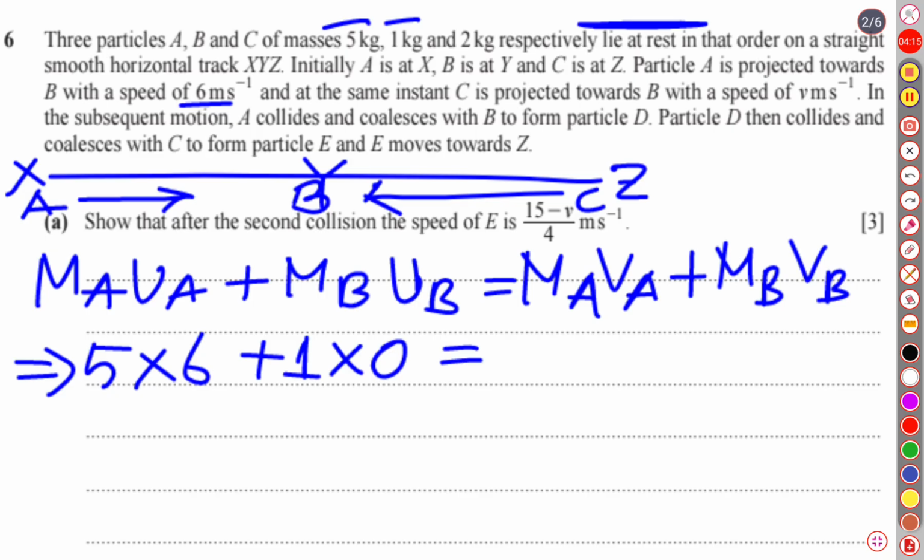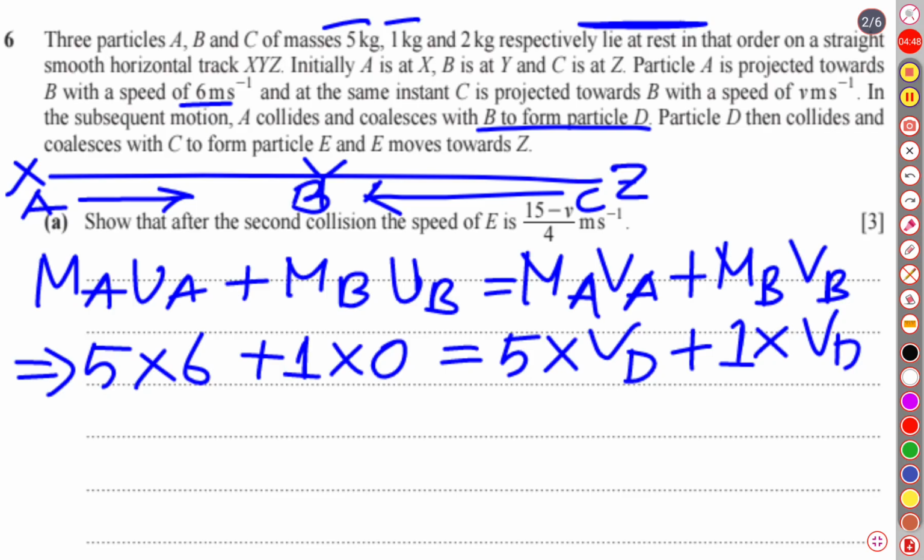Now let's talk about the final velocity. Mass of particle A is 5 kilo, and the velocity of particle A after collision, after colliding A and B, they form particle D. Look at this, it is written here, they form particle D. So this is actually the final velocity of D. Plus mass of particle B is 1, and after the first collision it formed particle D, so it is nothing but the final velocity of particle D.